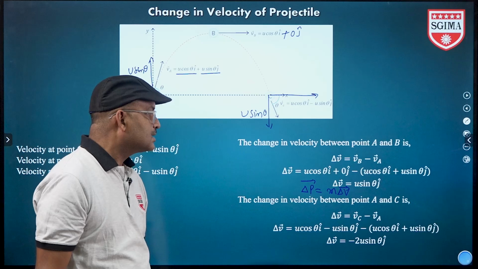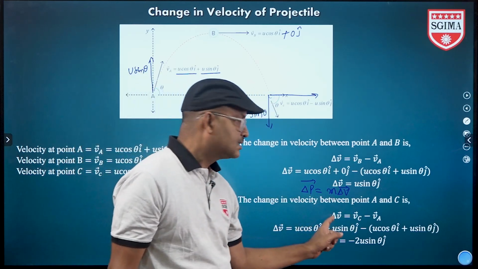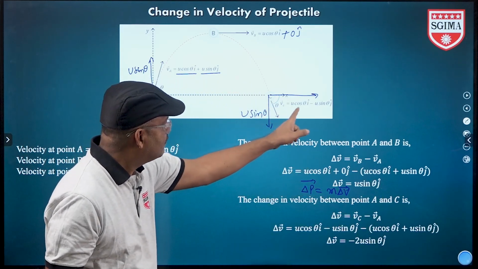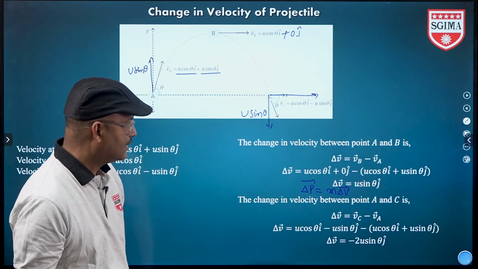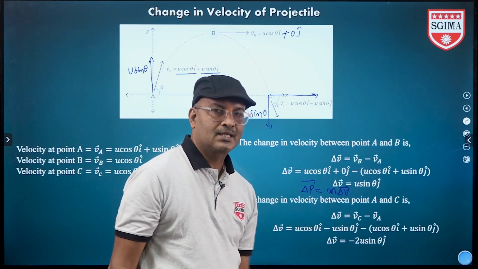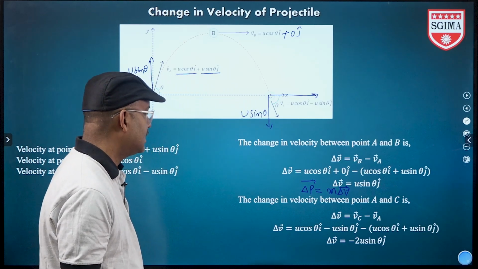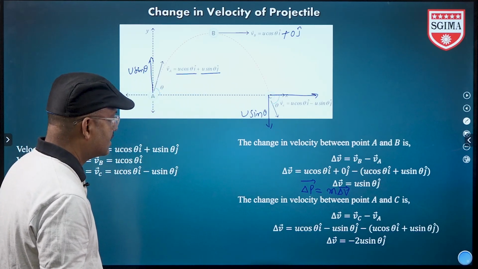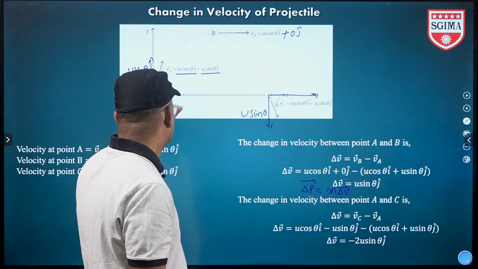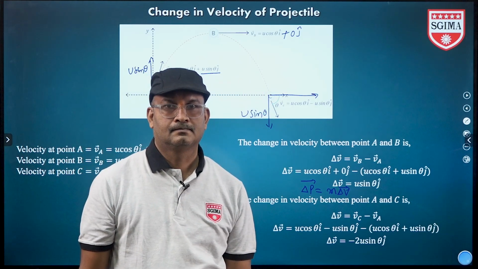Change in the velocity between point A and C: delta v is equal to vc minus va. Vc, velocity at this point, we know, is u cos theta i minus u sin theta j, minus va, velocity at this point, u cos theta i plus u sin theta j. If you simplify this one, you will get minus 2u sin theta j. The change in the velocity at any point can be calculated by using these velocities. Thank you.